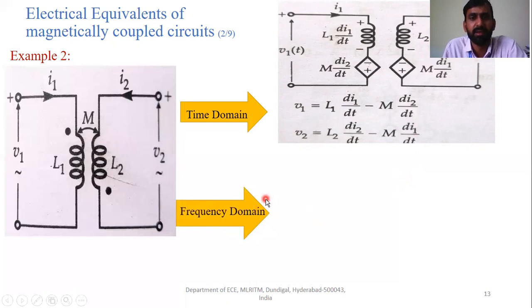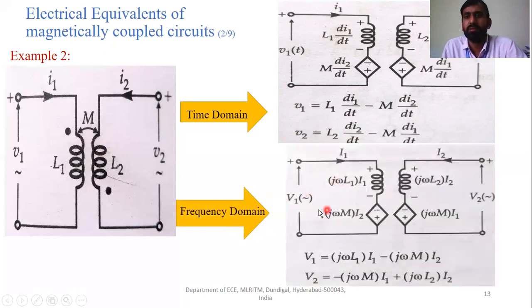So in the frequency domain, the circuit is going to be the same, only the terms are going to be different. So how can the derivative of a signal in time domain be converted into frequency domain? By just multiplying the signal with j2 pi f. j2 pi f is nothing but j omega. So here L1 di1 by dt, converting into the frequency domain, becomes j omega L1 I1, where omega is j2 pi f. So here also j omega L2 I2, and here also j omega M. Here also j omega M. So we are going to get the equation.